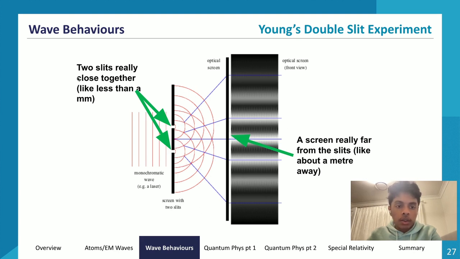These two slits are really close to one another. That's what you need to know in terms of describing Young's double slit experiment. They're less than a millimeter apart.